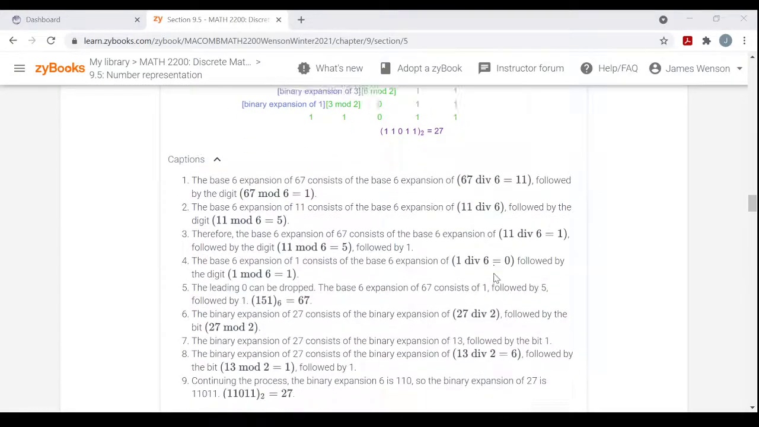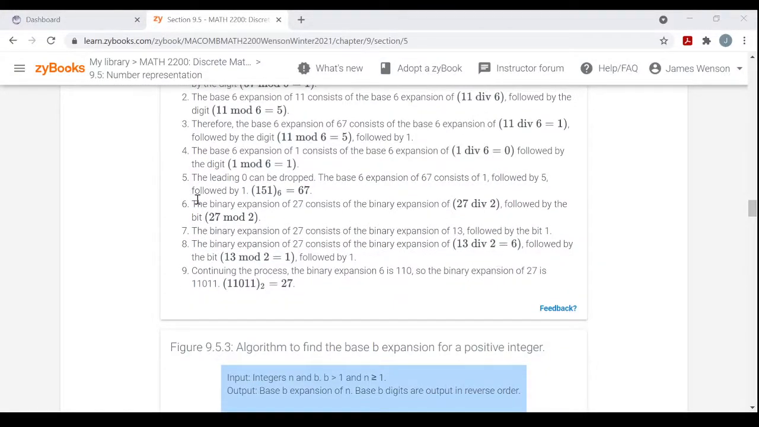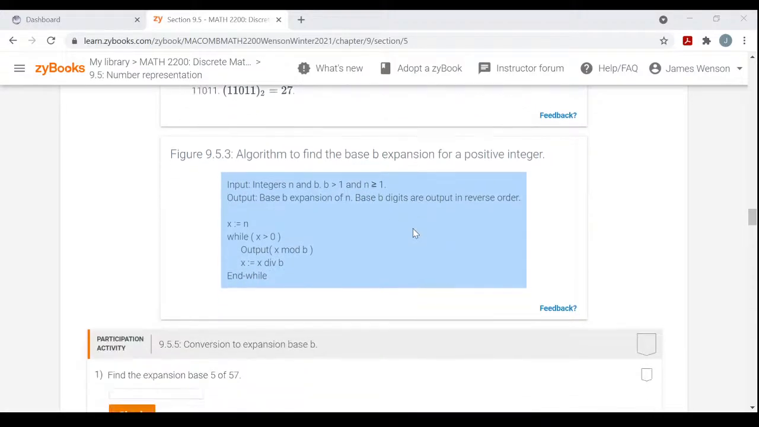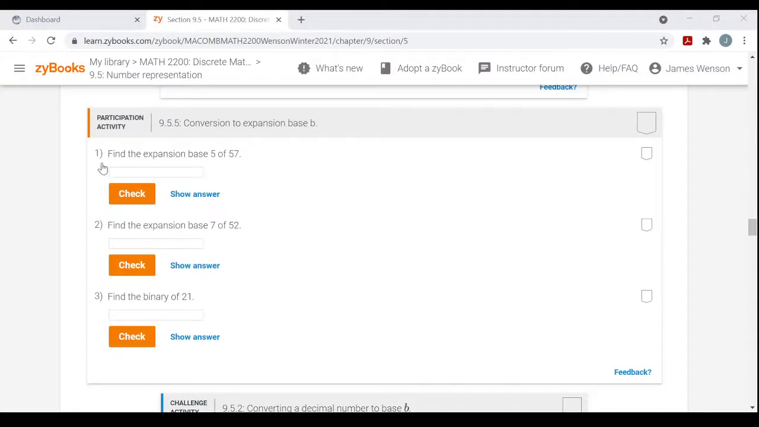Okay, and they put it all in terms of divs and mods, right? That's what I was doing. Your divs are your quotients, and your mods are your remainders. So they ask you to do the same thing here. Take 57, just keep dividing it by 5, and looking at the remainders. And then again, you just stop when the quotient is 0. Here, 52, just keep dividing by 7 to write it in base 7. And 21, just keep dividing by 2 to get binary, right? Write it in base 2.